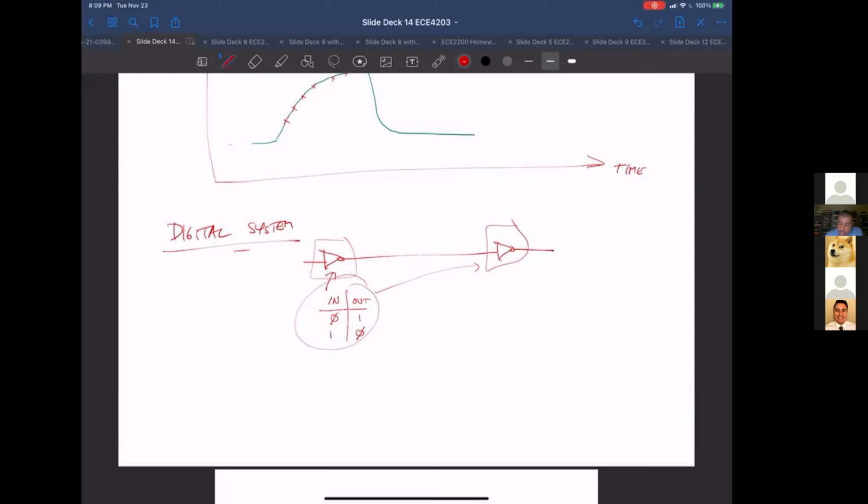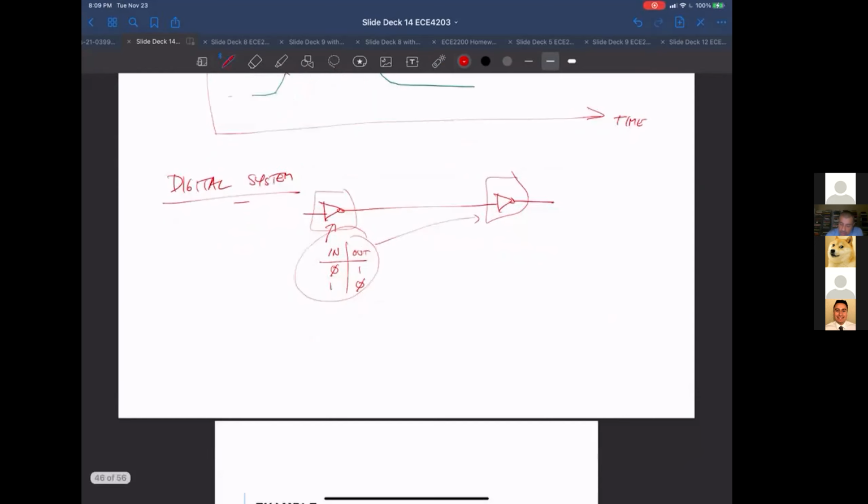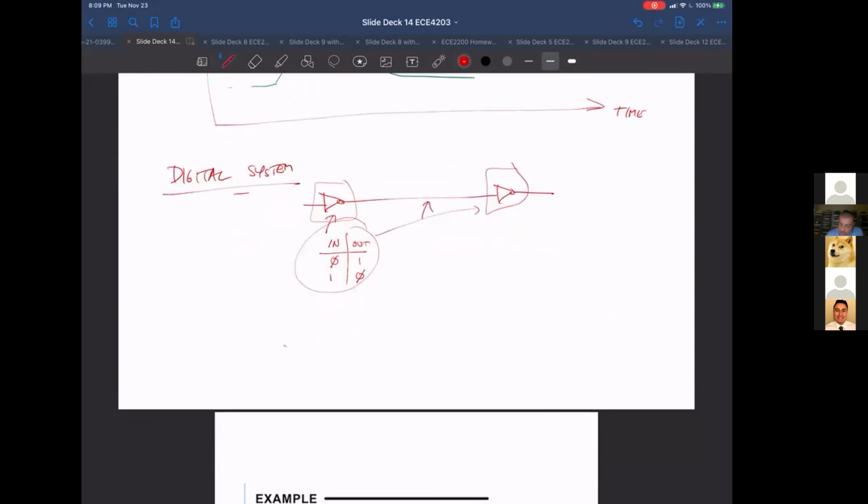So in that case, if we were going to look at this point as a function of time, you would just end up with zeros and ones, in a purely digital system. Does that make sense, Alexandria? What I'm saying about a digital abstract system. Yeah. Okay.